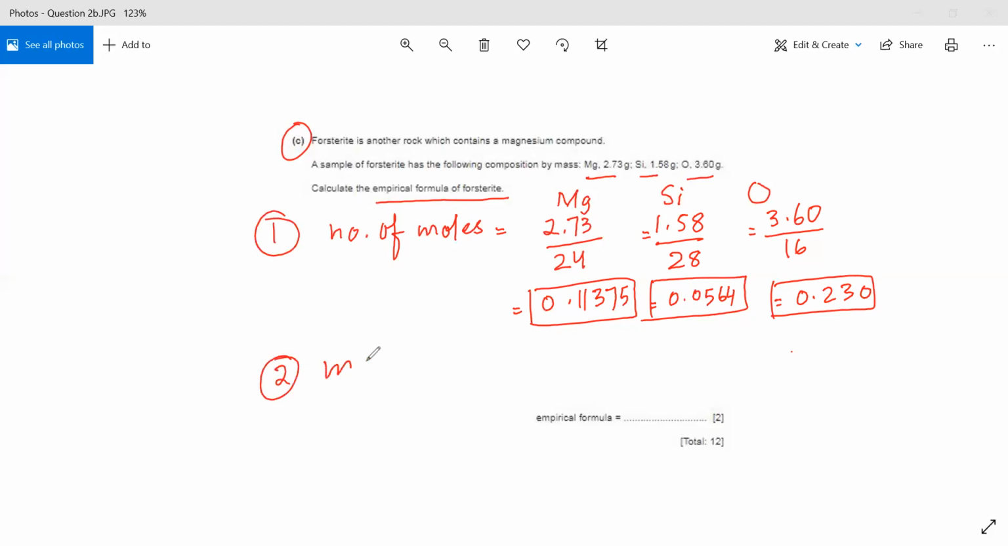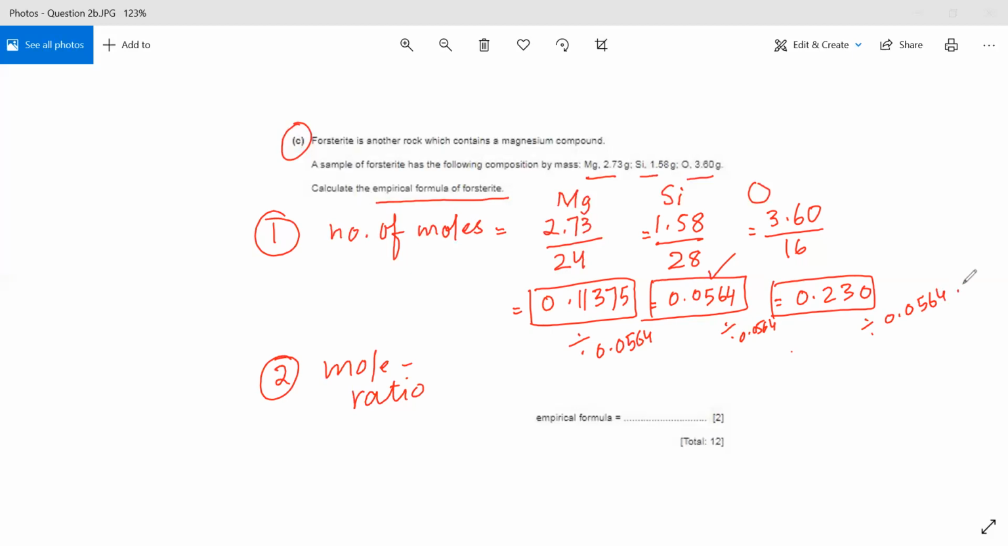Second step, I'll take my mole ratio. So how to find the mole ratio? Of course, I'll take the least, and each value is going to be divided by it. So what is the least value that I see? 0.11, 0.05, 0.2. So it means the least is 0.05, right? So all values should be divided by this, 0.0564. Yes, this will be the same number, right? I still write it.